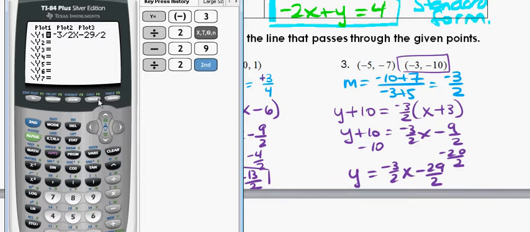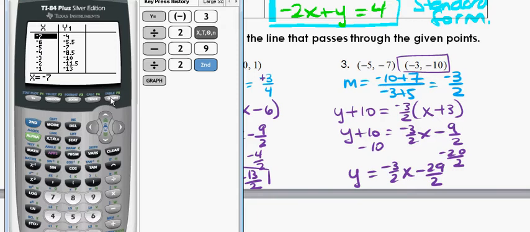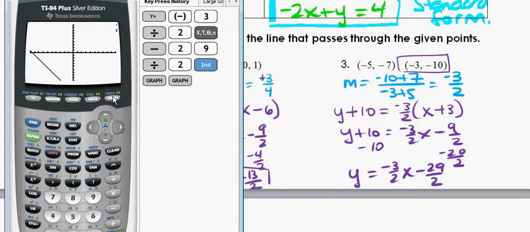So we're going to hit second graph, or table of values, and we're checking to see that the point negative 5, negative 7 is in this table. Well, here we see negative 5, negative 7 on the table of values. We also want to check that negative 3 and negative 10 is on this table of values. 2 points make a distinct line. So since these 2 points are in our table, or these 2 points would appear on the line, then we know we have the correct equation. So that's how we can use our calculator to check.